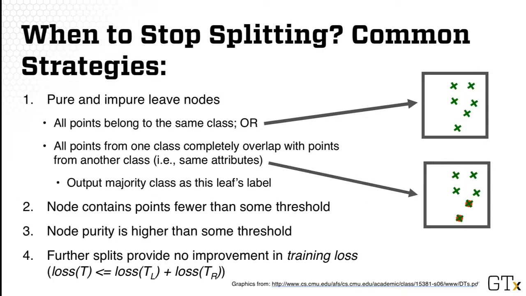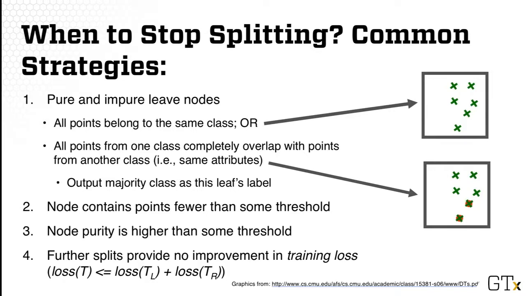Remember that we can keep splitting or creating more nodes in a tree until we can get 100% training accuracy. But that is not really what we want, because then we have a tree that overfits our training data. So we want to stop earlier on so that we have a more shallow tree that will generalize well to unseen data. There are a few strategies to determine when to stop. One is to look at the purity of the leaf nodes.